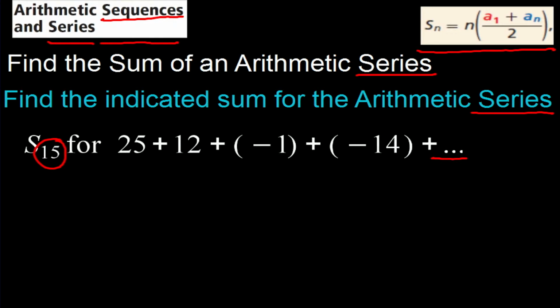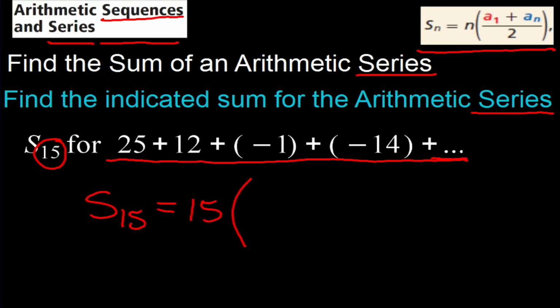So we're given S of 15. We want to find the sum of the first 15 terms of this sequence or series. We're going to find the sum of this series. So first of all, we're going to use this formula up here. S of 15 is going to be equal to, in this case, n is going to be 15, times my first term, a sub 1, plus my 15th term, a sub 15, divided by 2.